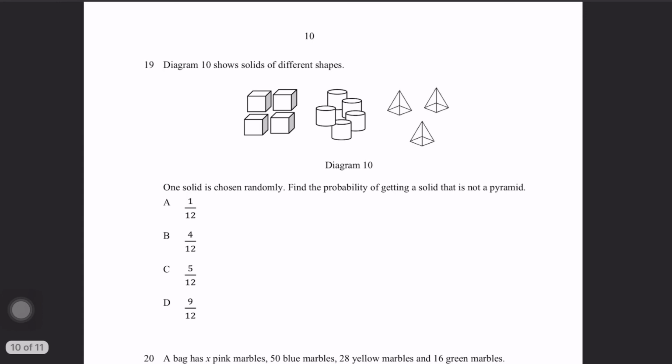Okay, next number 19. Diagram 10 shows solid of different shapes. Okay, so kita ada different shapes. One solid is chosen randomly. Find the probability of getting a solid that is not a pyramid. So kita nak not a pyramid. Okay, so kita ada 1, 2, 3, 4, 5, 6, 7, 8, 9 over total kan, 9, 10, 11, 12. So our answer is D.